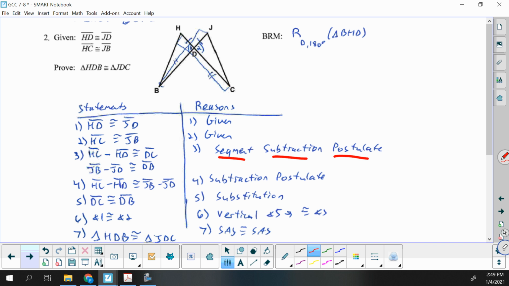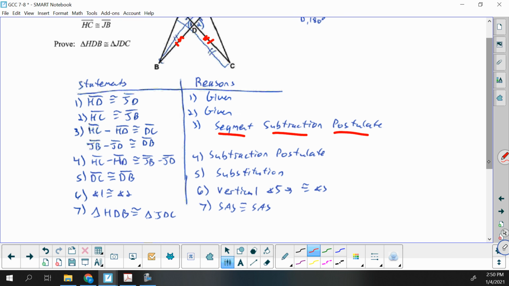So then we'll put the double ones congruent to each other. That's the subtraction postulate. And then lastly is always substitution, and it should be what you wanted to end up with. We wanted the DC congruent to the DB. So that's that one and that one. And now we have side, angle, side, congruent to side, angle, side, getting our triangles congruent.